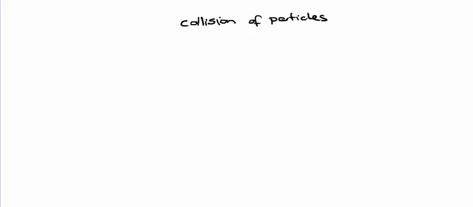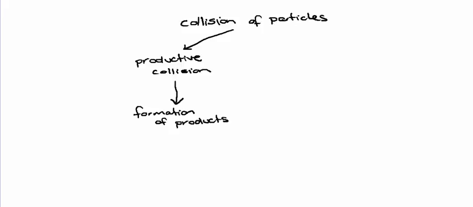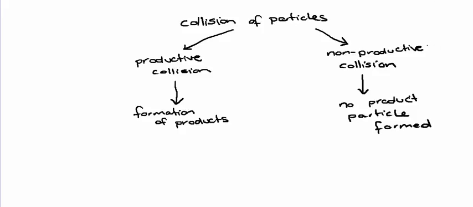Once particles collide, there are two options. A productive collision, which leads to the formation of products, or a non-productive collision, in which case no product particles are formed.